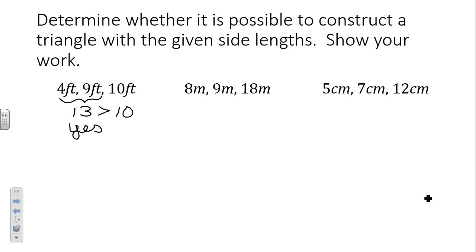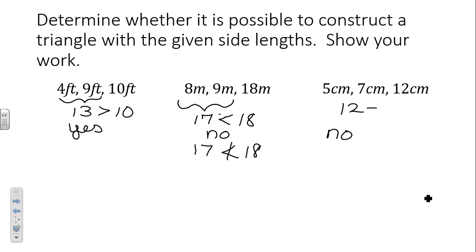Okay? How about 8, 9, and 18? This is a no. Why? Good. So 17 is less than 18. You could say that. Or you could say 17 is not greater than 18. Either one gives me a no answer. Okay? And the last one, yes or no? So support it. Why? It equals 12 equals 12. That does not make a triangle. Okay? All right, here we go.